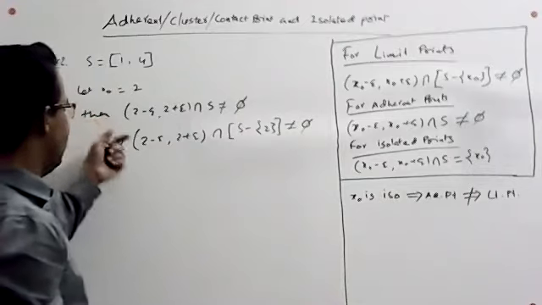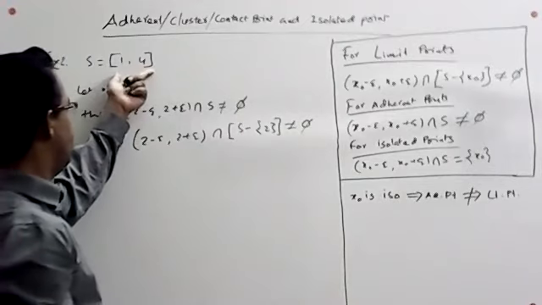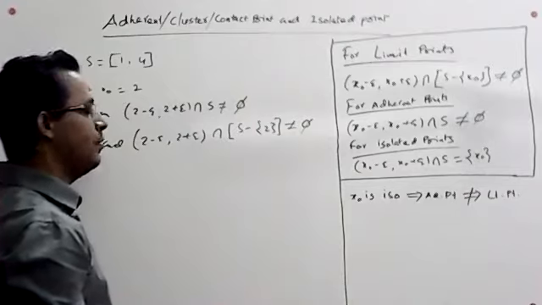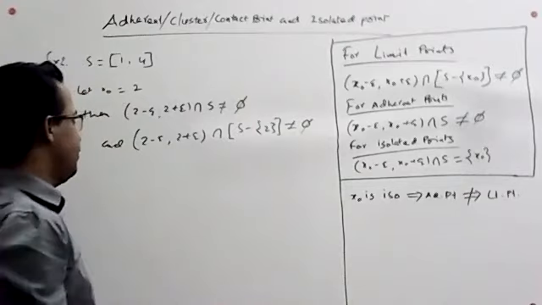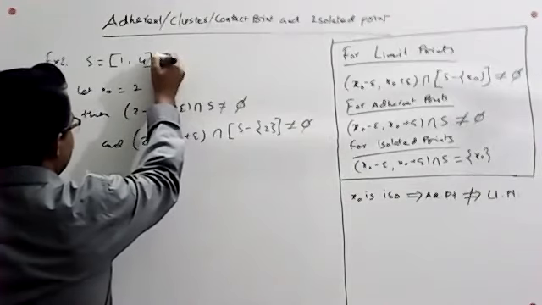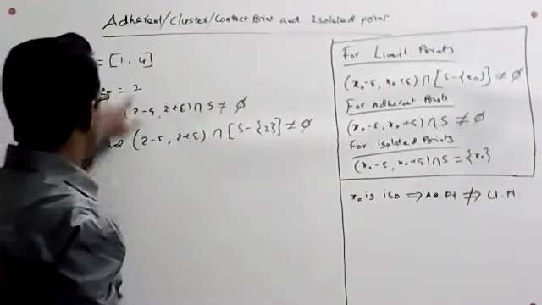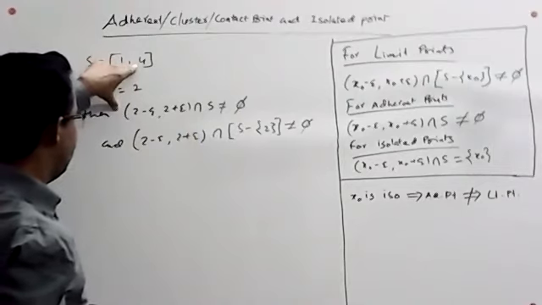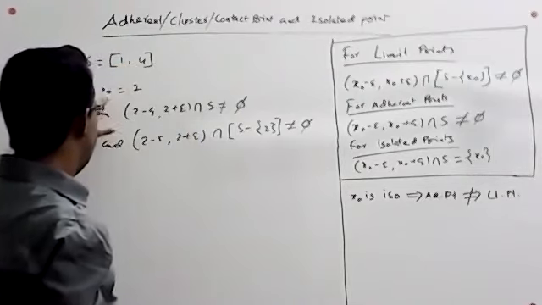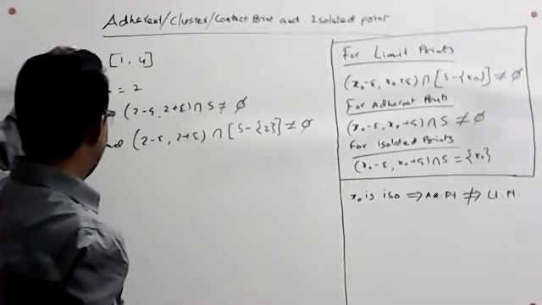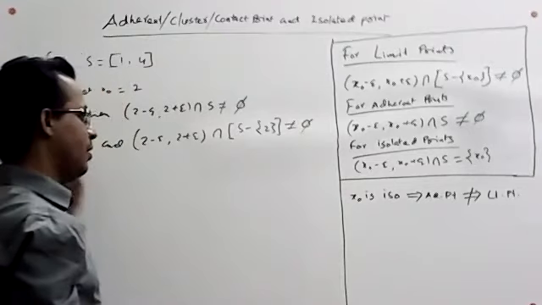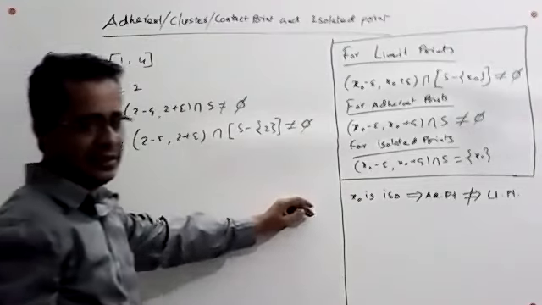Similarly, every point can be treated as a limit point of this set as well as an adherent point of this set. If we check the boundary point, we can also see that 4 is a limit point of this set and an adherent point of this set. So 2 is an adherent point of this set, also a limit point of this set, but not an isolated point of this set.